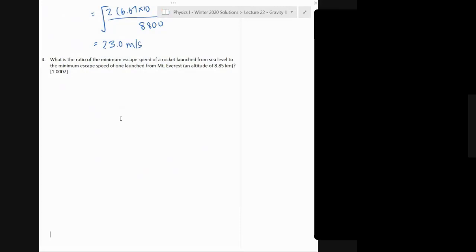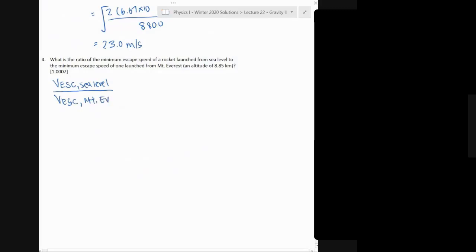So what does that mean when they ask for the ratio? What do they want you to do with those two values? What does ratio mean? Divide them. Perfect. So what they're asking for is, I'm going to write it like this, escape velocity launched from sea level divided by the escape velocity launched from Mount Everest.